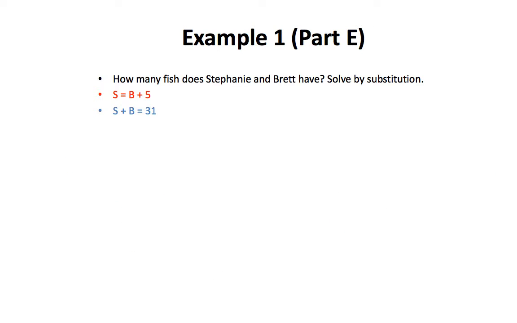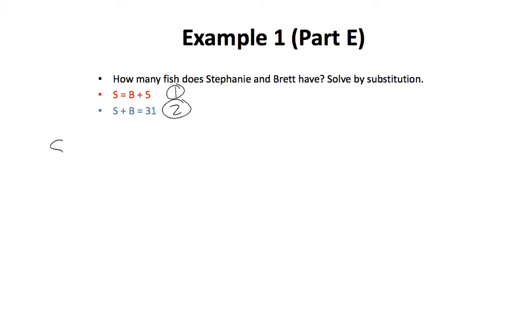Now that we know that Brett has 13 fish, we can easily figure out how many fish Stephanie has. Take a look at the two equations, equation 1 and equation 2. You want to look for the equation which is a little bit simpler or has the variable of S isolated already. And as you can see, equation 1 has S isolated already.